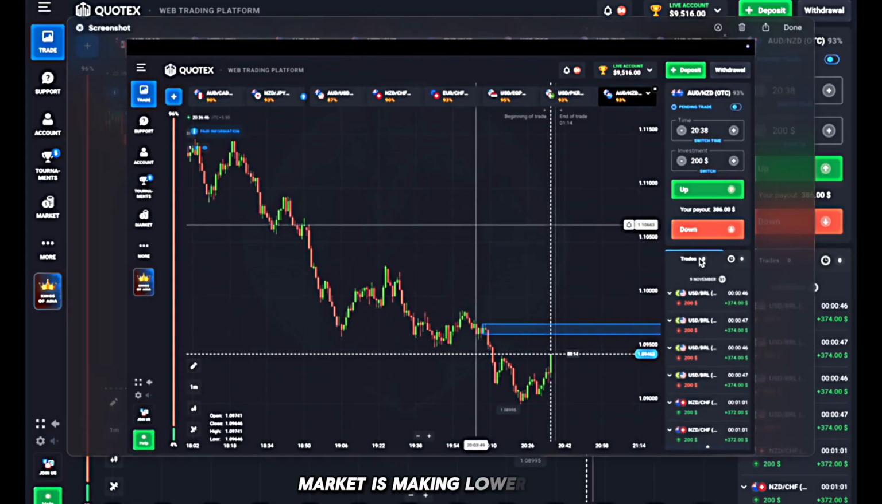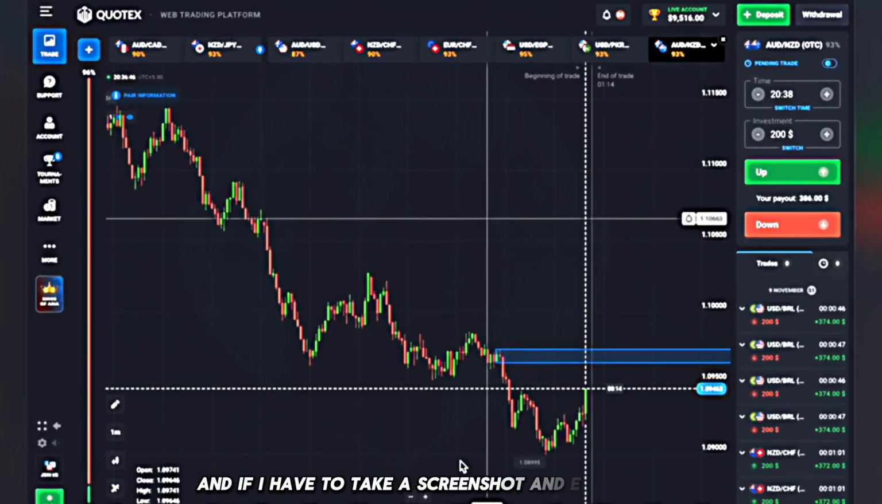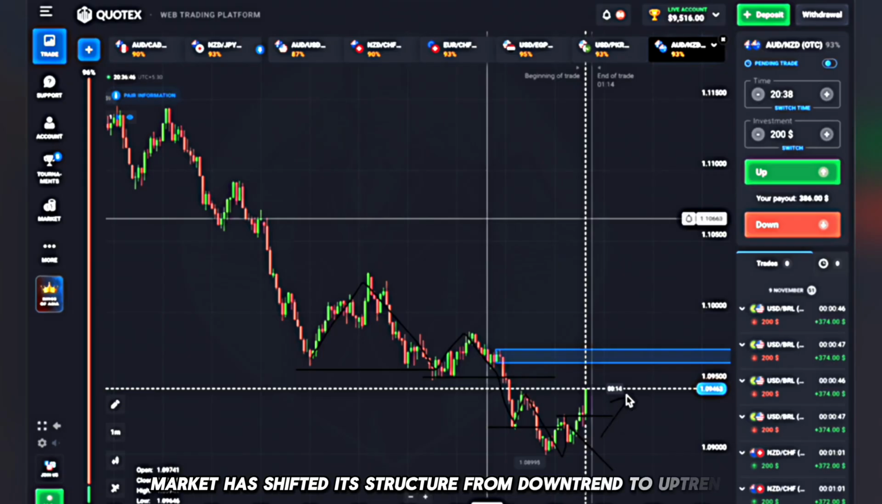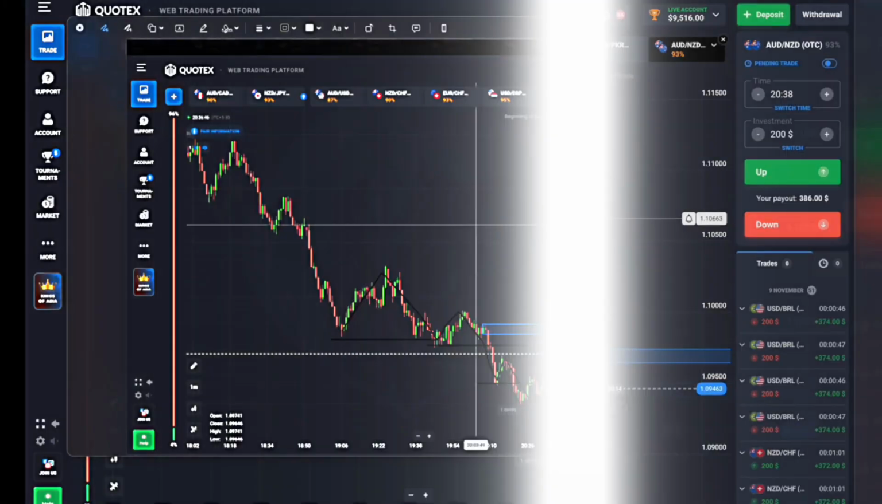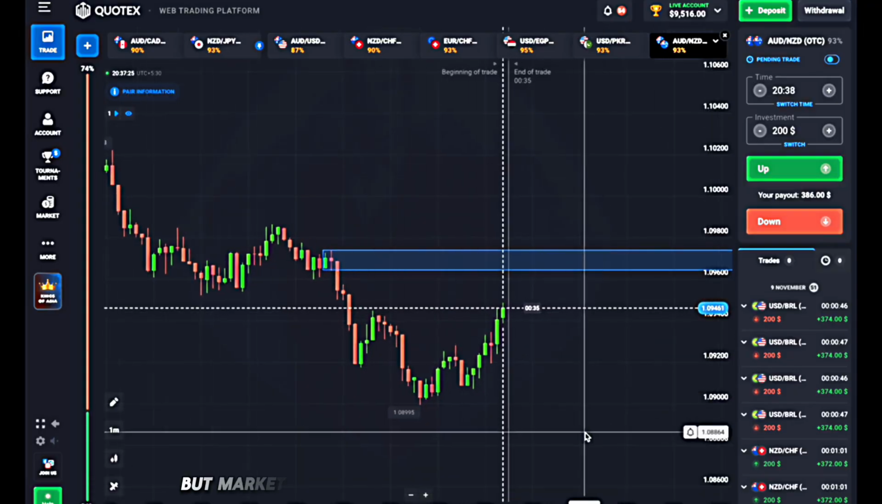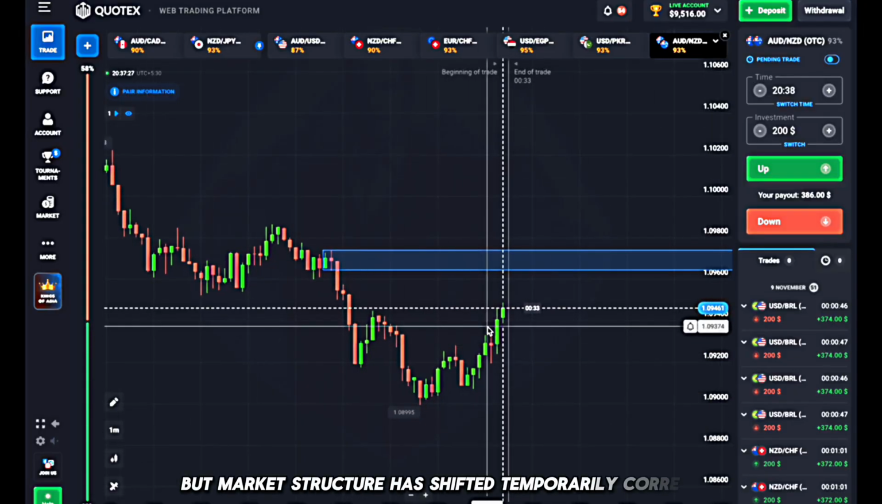Market is making lower lows, and if I have to take a screenshot and explain you what I mean by that, see, market has given a breakout and it made a new low. Every time it made a new low, but here at this particular area, let me pinpoint. First of all, you have to understand the structure of the market. Structure is downtrend, right? But here at a very particular point, market has shifted its structure from downtrend to uptrend, meaning that the minor trend now is uptrend.